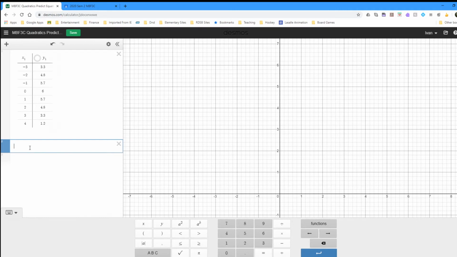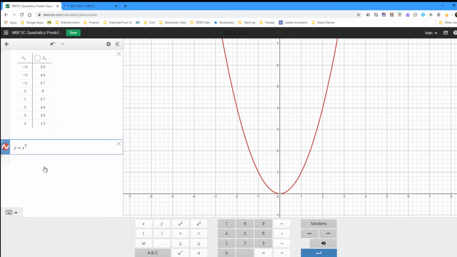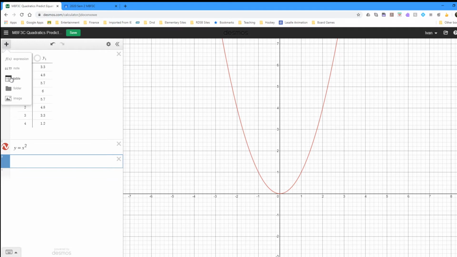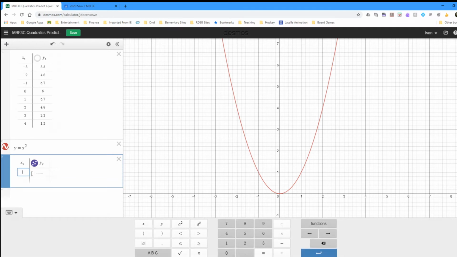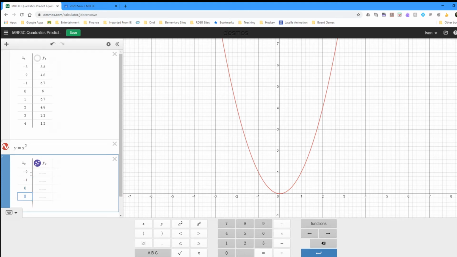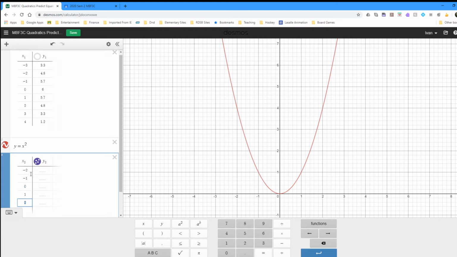Okay. So let's start with our y is equal to x squared equation, which is our regular parabola. We know that that regular parabola has a table of values, so I'm going to add a table of values here. And I'm going to go from -2 to positive 2 today. Yesterday I was going from -3, but as I explained at the end of the last lesson, we don't necessarily have to go from -3 to 3. If we go from -2 to 2, it should be fine.